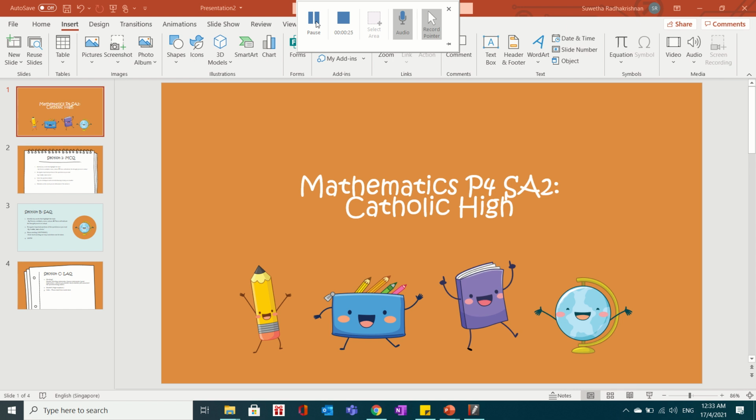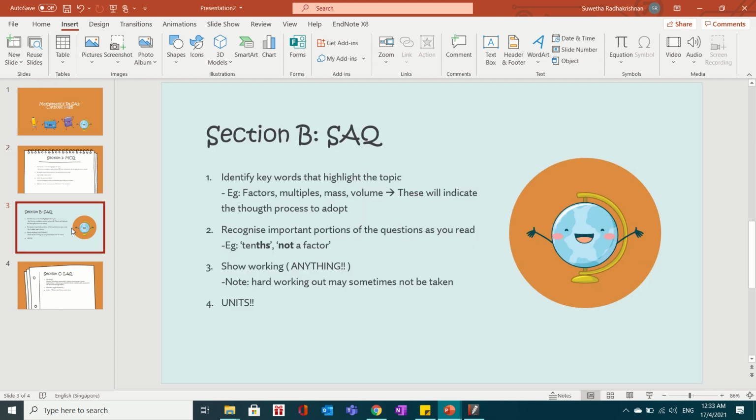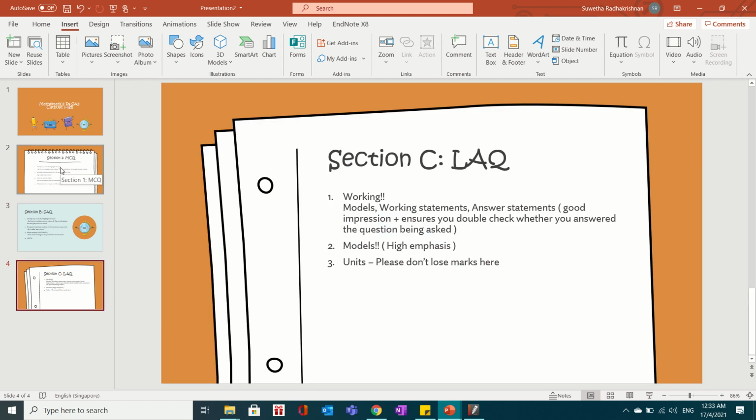The purpose of this session is to give you advice, tips and tricks, and all of these surround the idea of answering the questions in a very time efficient as well as accurate manner. So I'm going to give you a lot of advice on each of the different sections, and if you remember correctly, there are 3 sections that this math paper is split into: the MCQ section, as well as section B, which is the short answer questions, and then section C, which are your long answer questions.